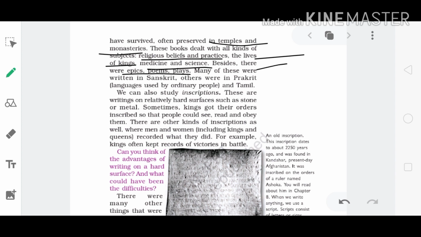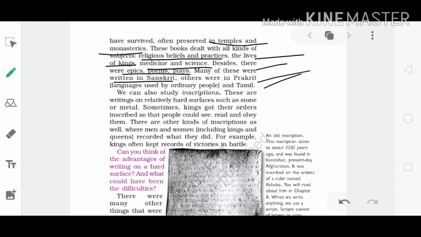Many of these were written in Sanskrit. So whatever was written in manuscripts, mostly the language used was Sanskrit. Another language used was Prakrit. Prakrit is like an ordinary language spoken by everyone of us. Ordinary people could speak and understand that language, and it was very easy also. And one more language, that is Tamil, right?